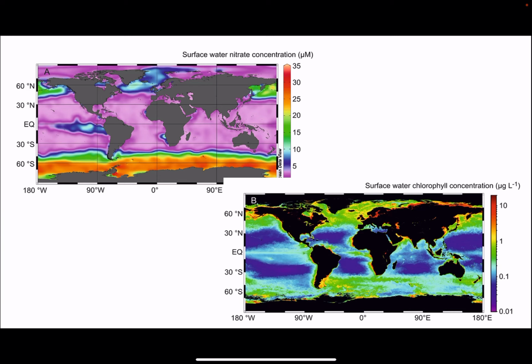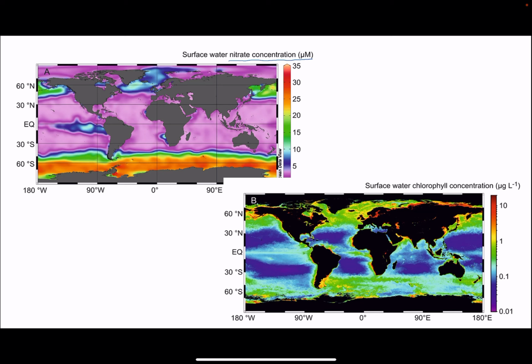And one way to look at this, so if you look at the top left plot, this is a view of the surface ocean, and the colors indicate the concentration of nitrate. That's the most abundant form of nitrogen in the surface ocean, or in the ocean in general, and that's one of the major nutrients. And the scale here is micromolar, so that's 10 to the minus 6 moles.